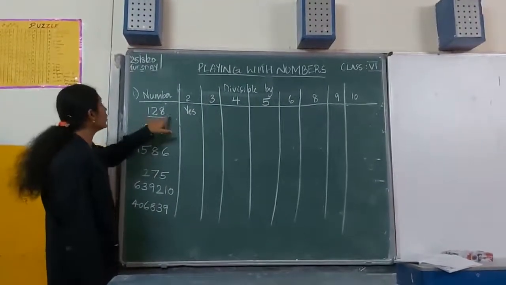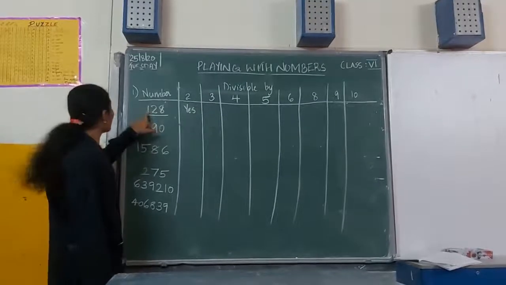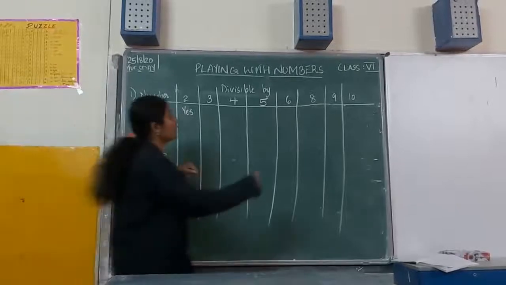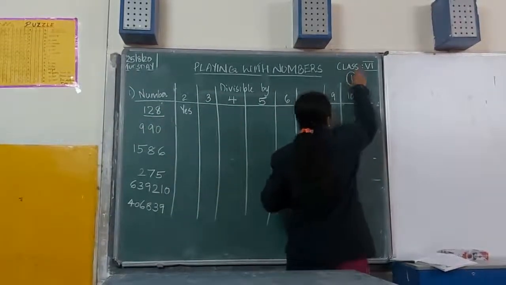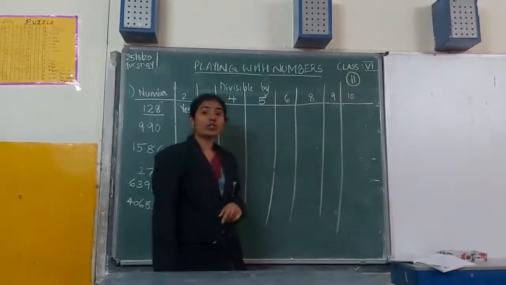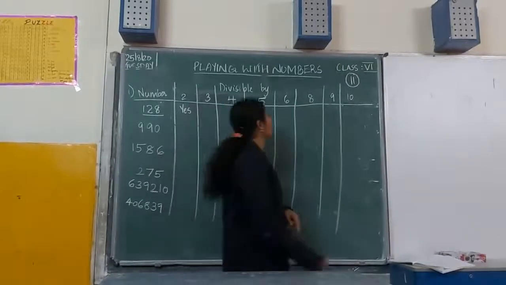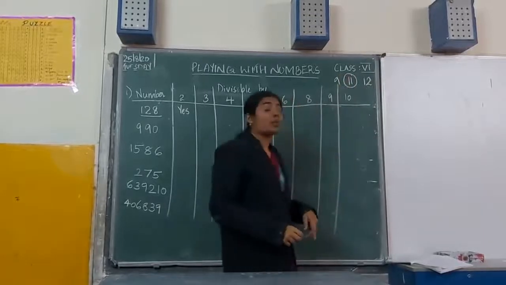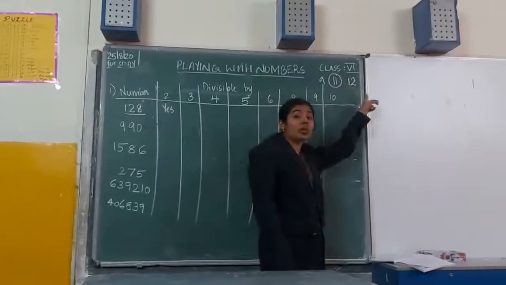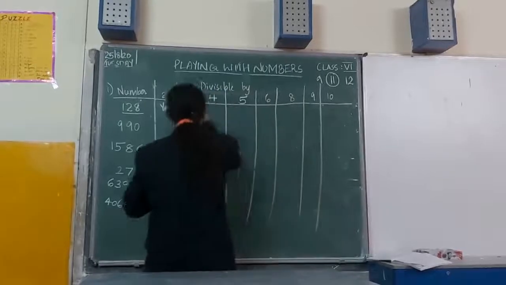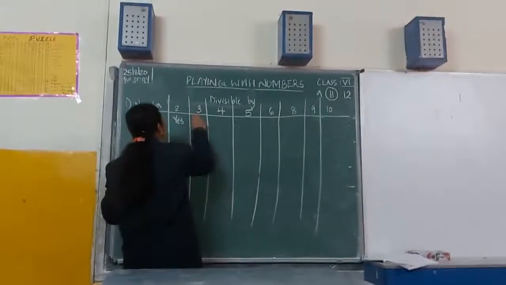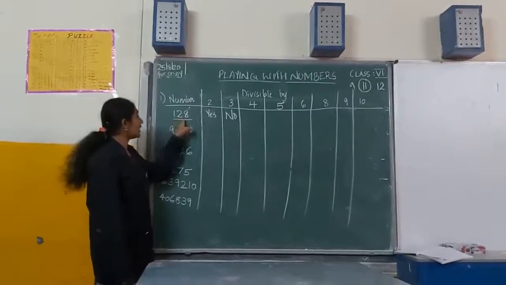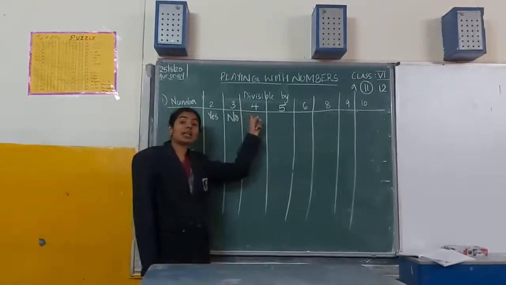First you add all the digits. What you will get? 1 plus 2, 3. 3 plus 8, 11. You know that 11 is not a multiple of 3, isn't it? You can say 12 is a multiple, 9 is a multiple. But 11 is not a multiple of 3. So here the rule is not satisfying. So we can say the given number 128 is not divisible by 3.